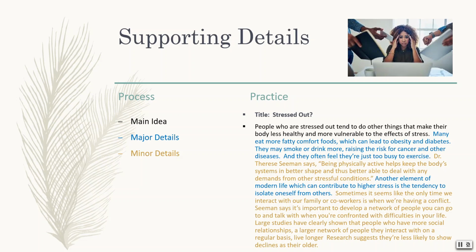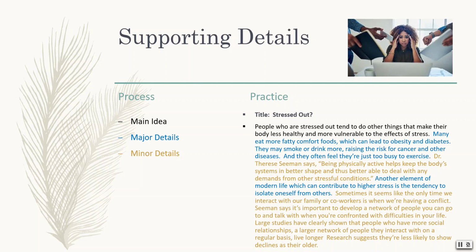So it starts off, people who are stressed out tend to do other things that make their body less healthy and more vulnerable to the effects of stress. And as you know, many times the author does state the main idea first, and since this is a very broad sentence, I'm thinking it is the main idea.